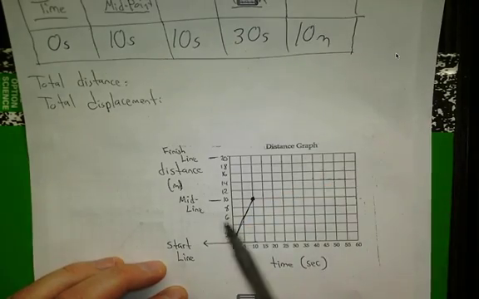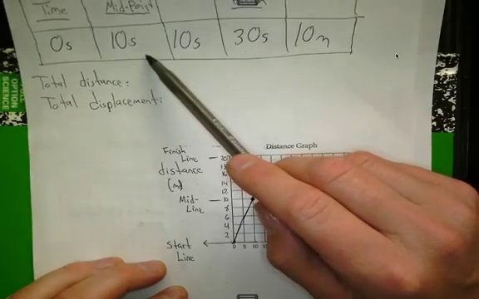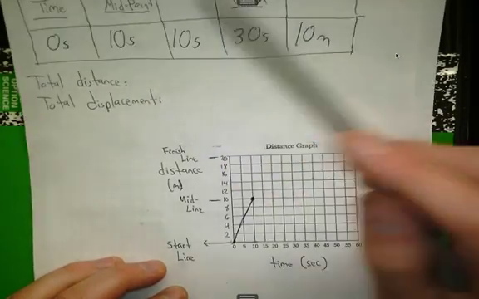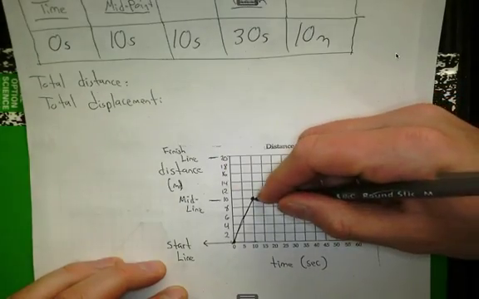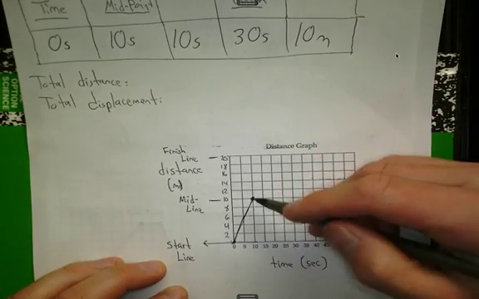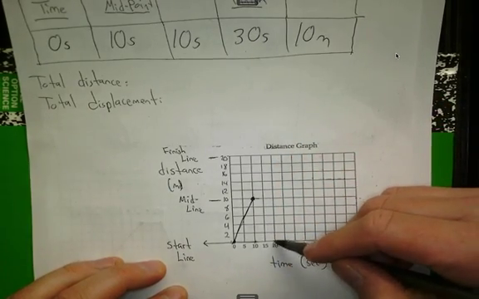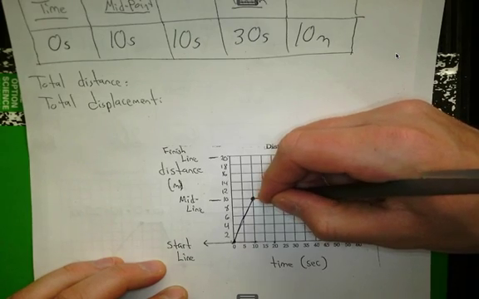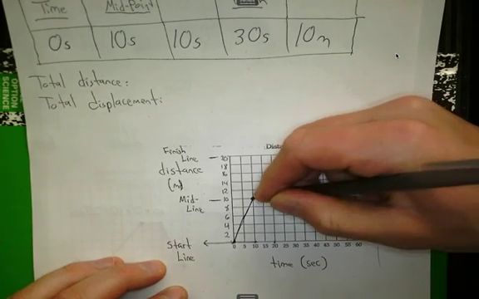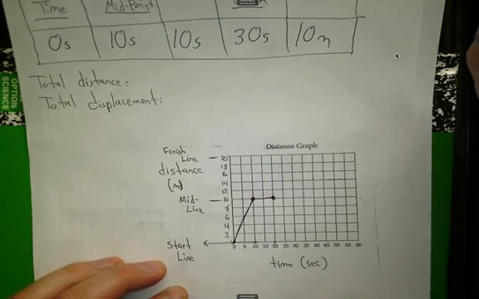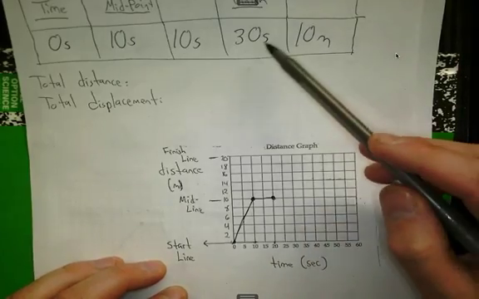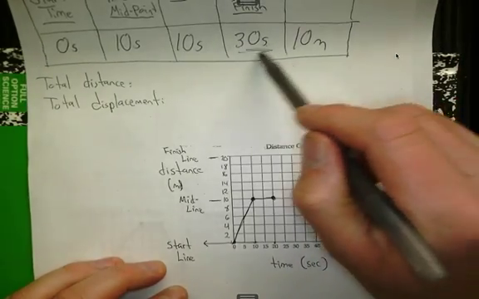Now, what did he do next? Well, he paused for 10 seconds. While he paused, he went nowhere. So we're not moving our line. It's going to be flat. And his 10-second pause is going to go from 10 seconds to 20 seconds. We'll put a dot. 10 seconds of rest. He didn't go anywhere.